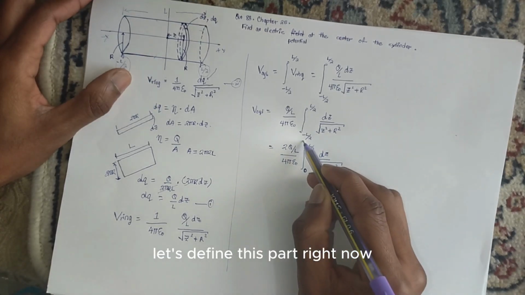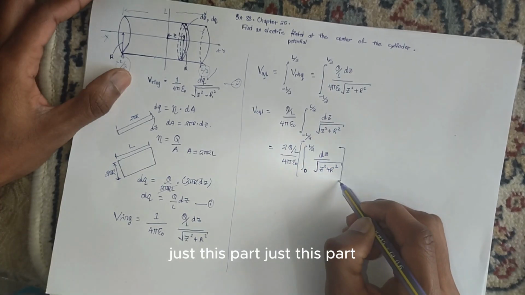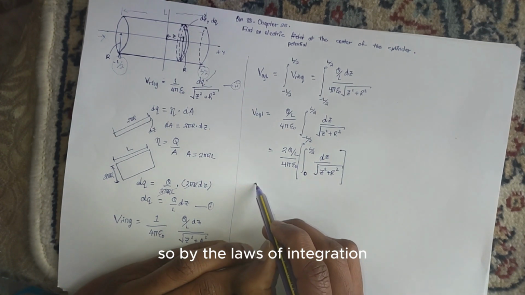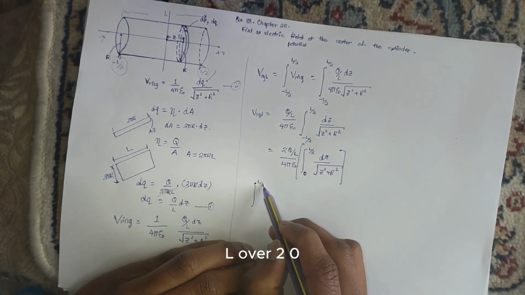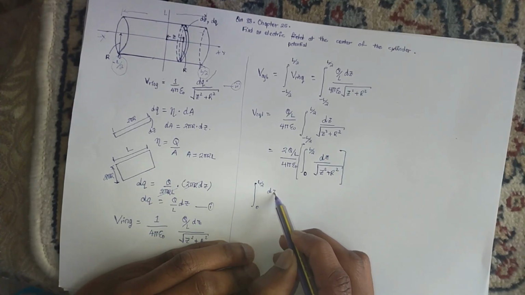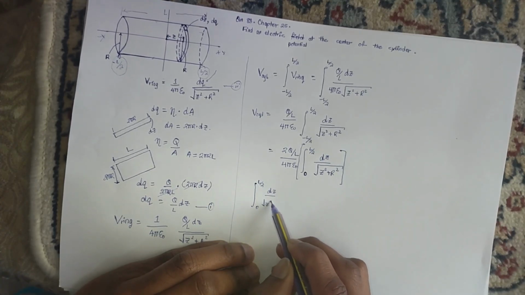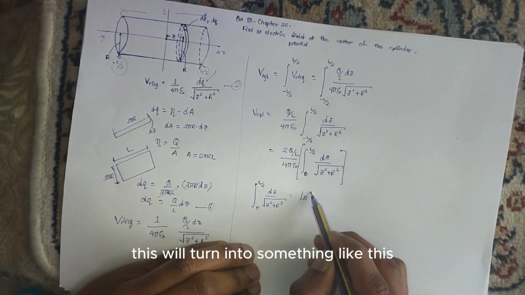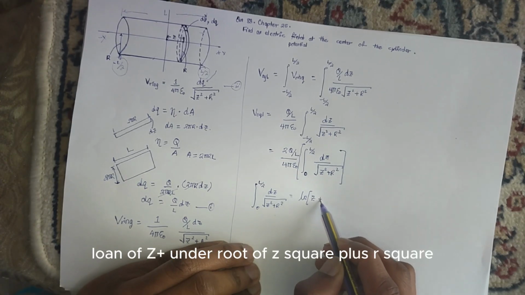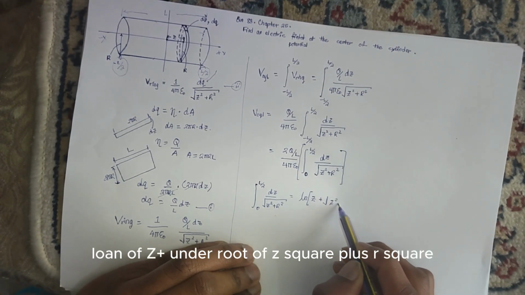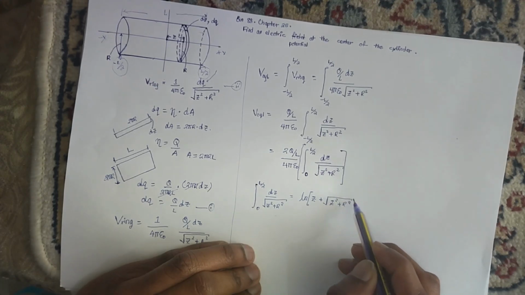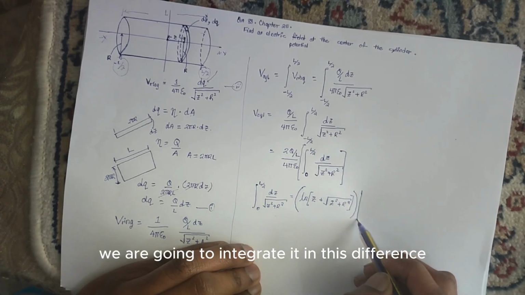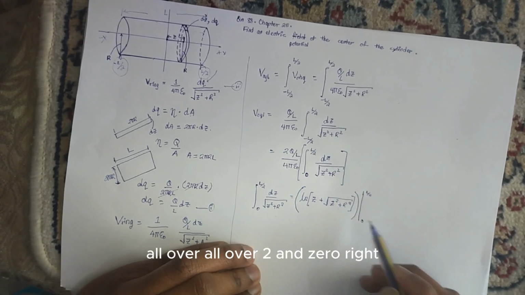Okay, let's define this part right now. Just this part. This is an integration part. So by the laws of integration, if we have the integral from 0 to L over 2 of dz over the square root of z square plus r square, this will turn into something like this, ln of z plus the square root of z square plus r square. Bear in mind that we are going to evaluate this as a difference, between L over 2 and 0. All right?